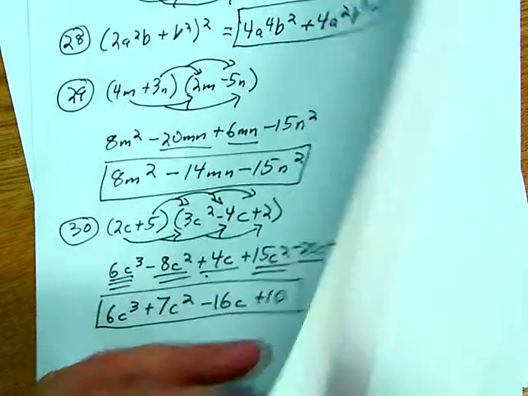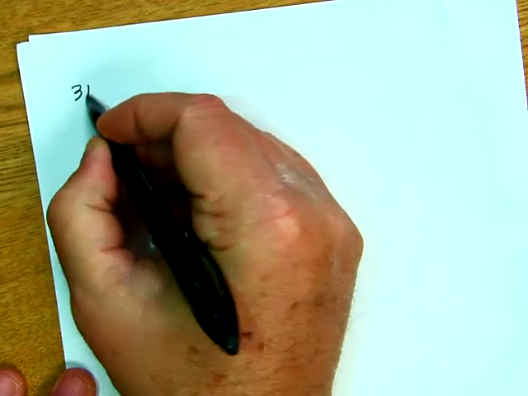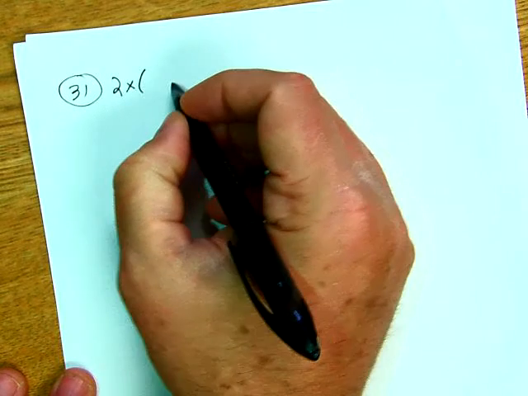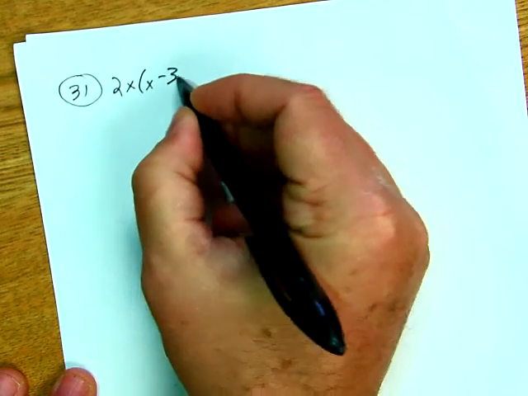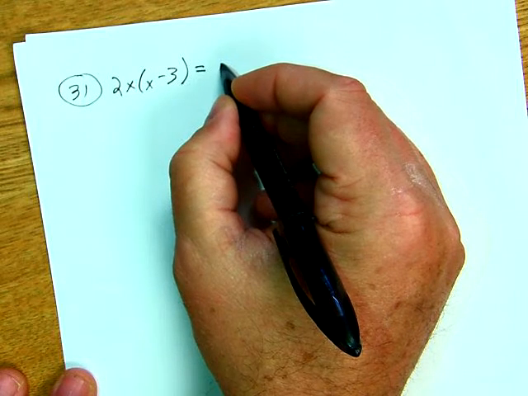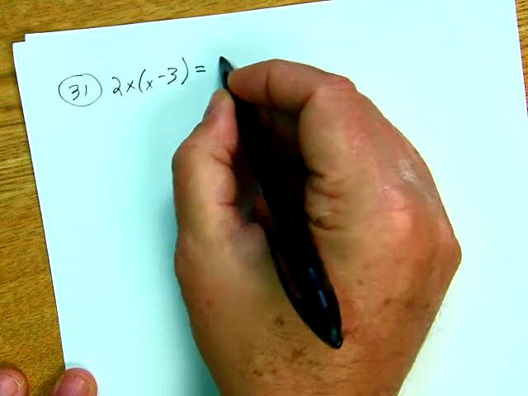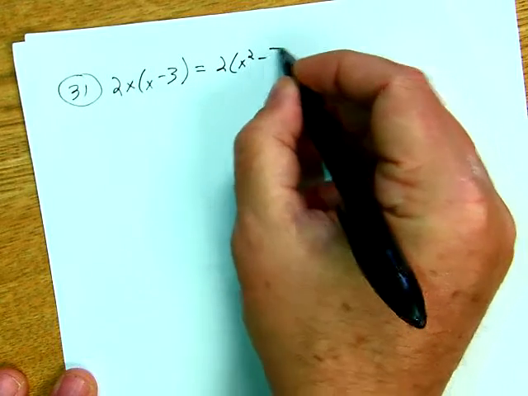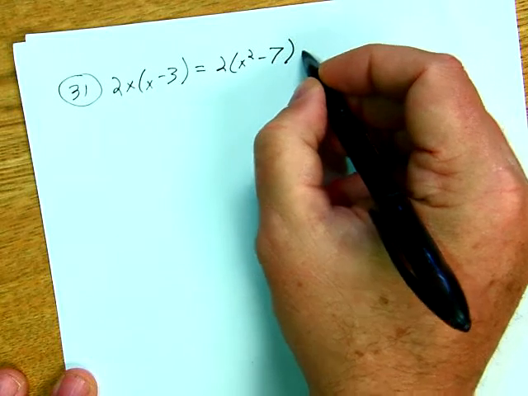Go to 31. There we go. 31 is solve each equation. 2x times (x minus 3) is equal to 2x squared minus 7 plus 2.